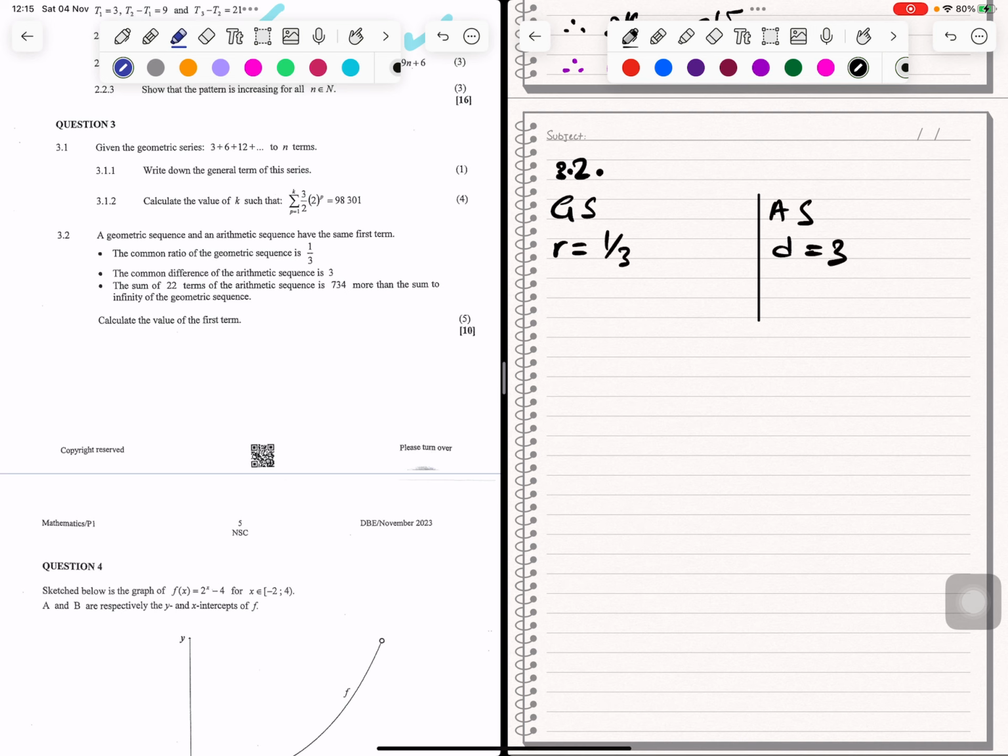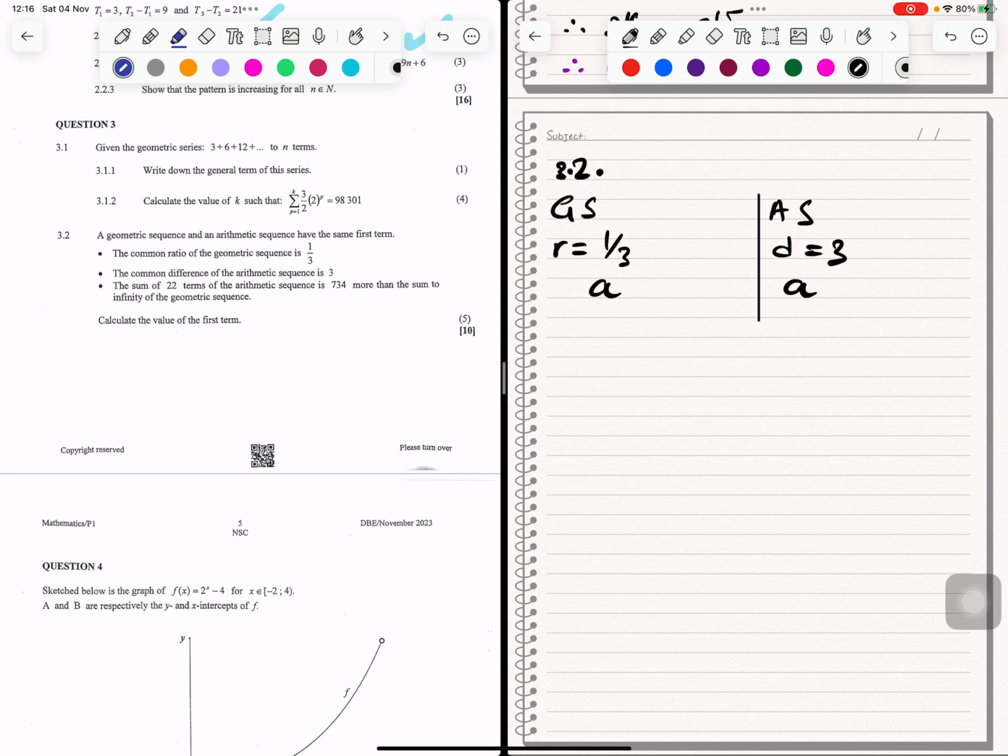But what is A? A for both of them, it's A. They have the same value of A. Think about it. That is the first term. They have the same first term. Calculate the value of the first term. Okay.